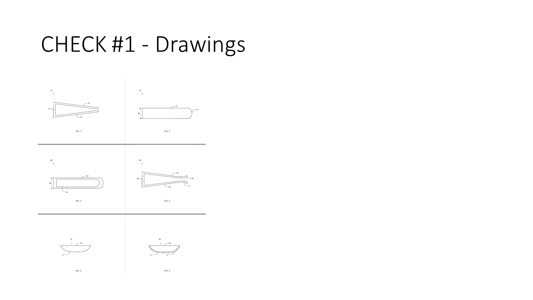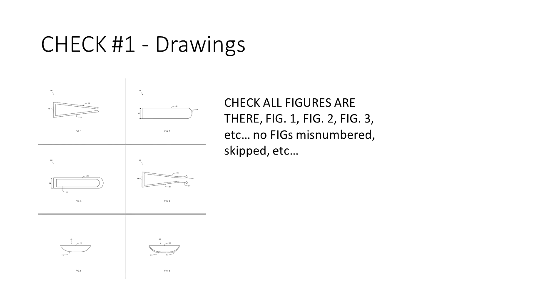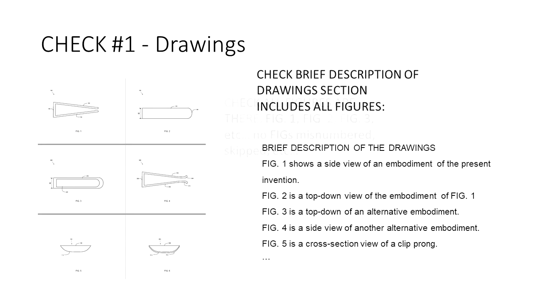Check number 1, drawings. So here we have a number of drawings in an application. We want to make sure all the figures we intend to be there are there and they're properly numbered, Fig 1, Fig 2, Fig 3, etc. No figures misnumbered or skipped. Sometimes people have done figure 1, figure 2, somehow mislabel it, and then there's no figure 3, it goes right to figure 4. That would be something the patent office would likely complain about.